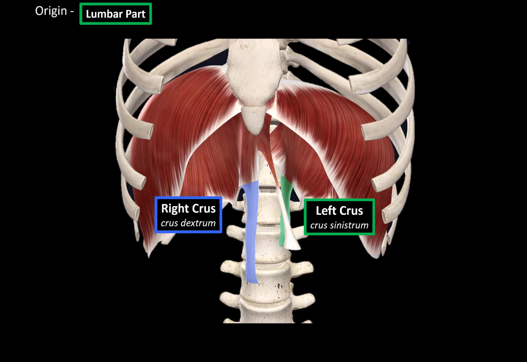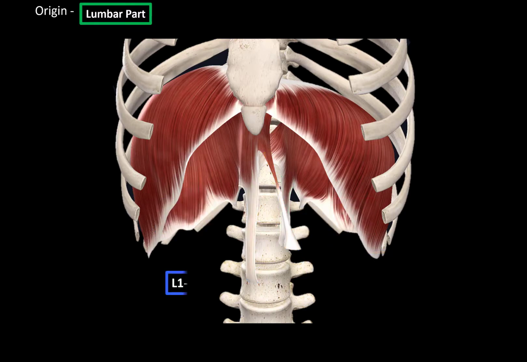Alright. So the right crus is going to go down and attach at the vertebral bodies of L1 to L4. It really depends on person to person on how long this crus will reach, as you see here. But generally, L1 to L4 vertebral bodies are where the right crus will attach. And then the left crus is going to attach at the vertebral bodies of L1 to L3.